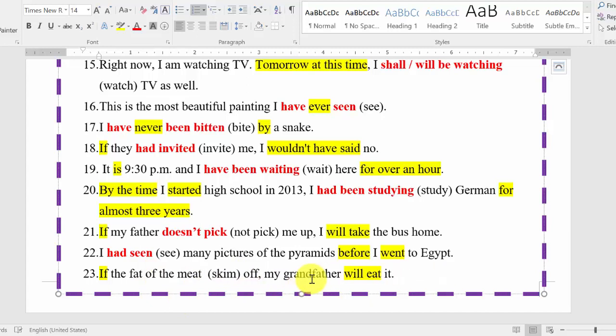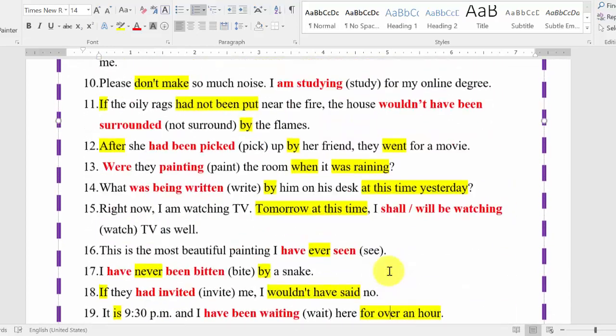So simple present tense, passive, is plus PP. Fat of the meat, uncountable noun, we cannot count fat. So we should use singular. So is, we choose is, because it's an uncountable noun. Is skimmed off, skim, past participle. Okay, is removed away. If the fat of meat is removed, my grandfather will eat it. Okay, so your answer is simple present tense, passive, is skimmed here. Okay, if conditional, likely. Okay, so that's all for the explanation.